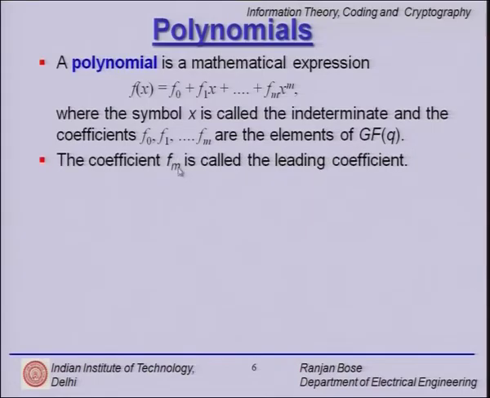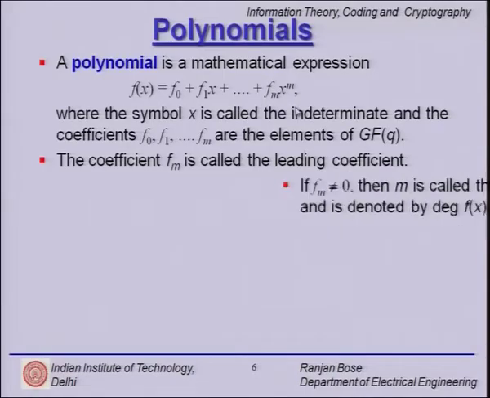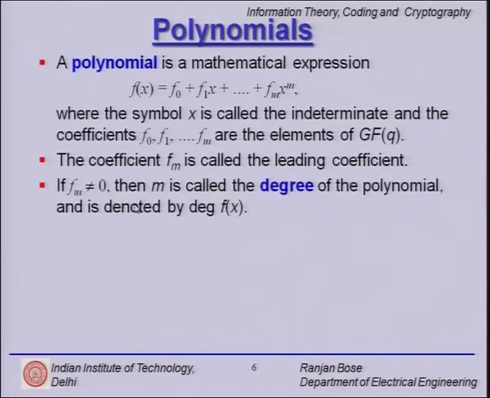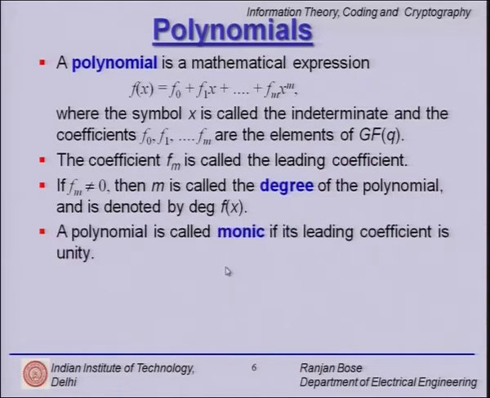As I said, Fm is the leading coefficient here for the highest degree, and m is the degree of the polynomial, and it is often denoted by deg f of x. Now, a polynomial is called monic if its leading coefficient is unity. So, if Fm is 1, then this also becomes a monic polynomial.